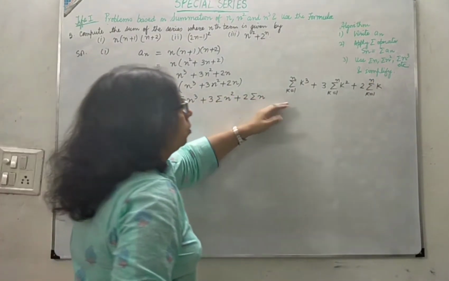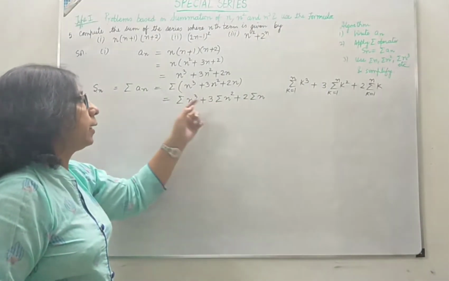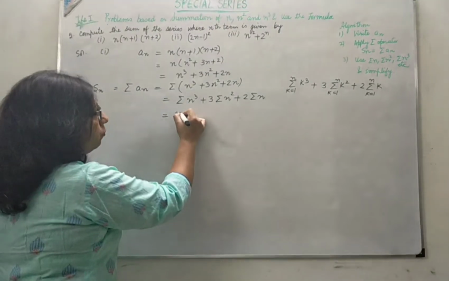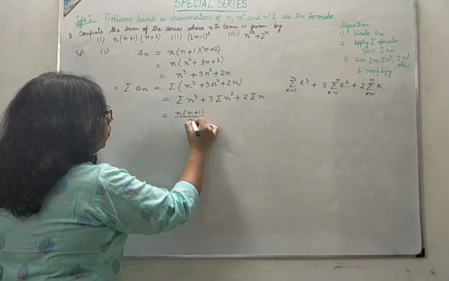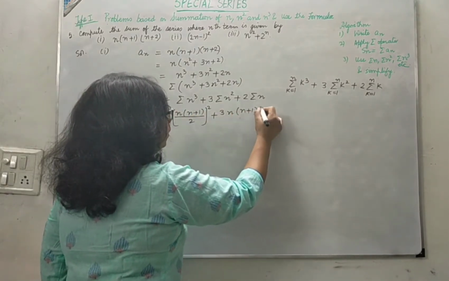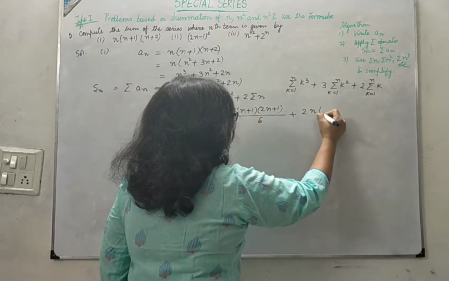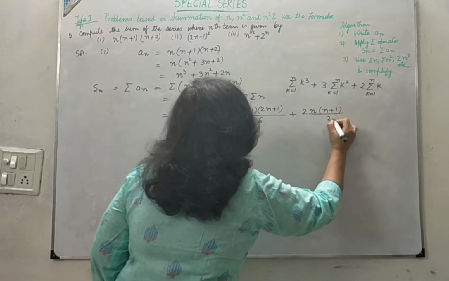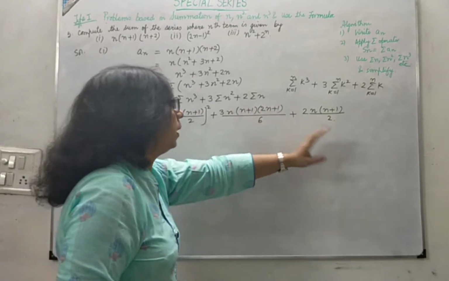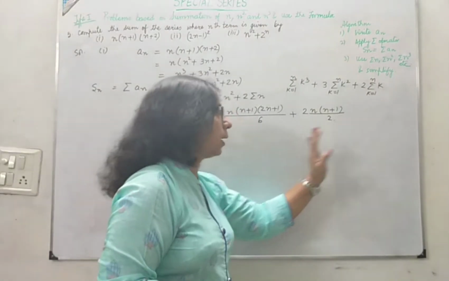But we can also write this in a simplified manner as this, because it is very clear that n is running from 1 to n. So we can have the formula directly as n into n plus 1 upon 2 whole square, plus 3 times n into n plus 1 into 2n plus 1 by 6, plus 2 times n into n plus 1 by 2. We have applied all the formulas for sigma n cube, sigma n square and sigma n. Now we are just to simplify this expression, otherwise this is our sum.